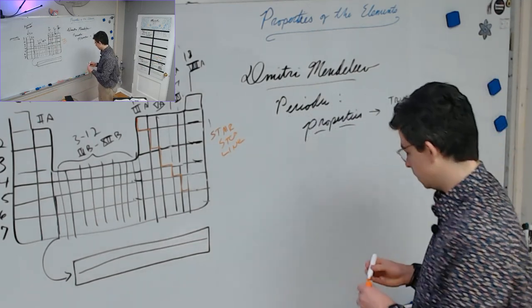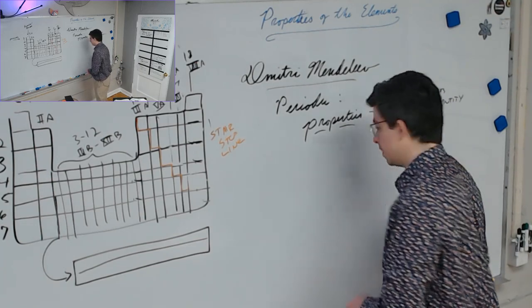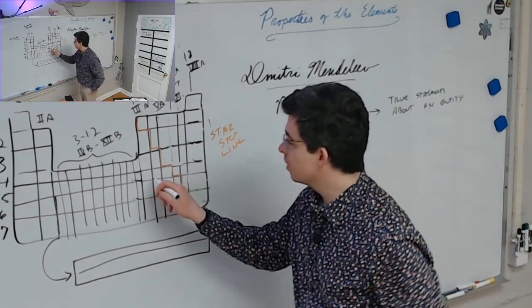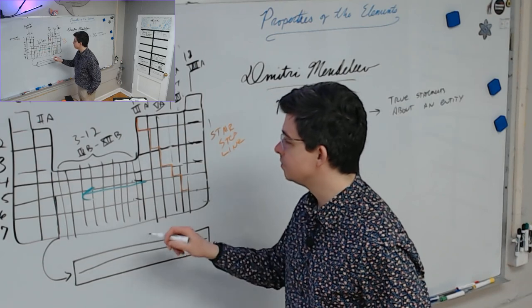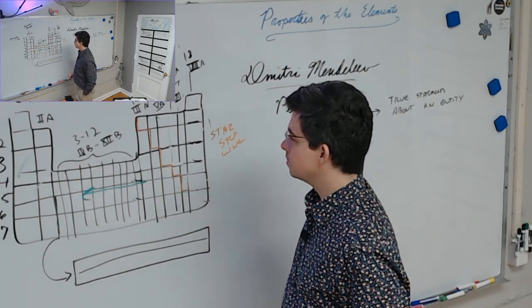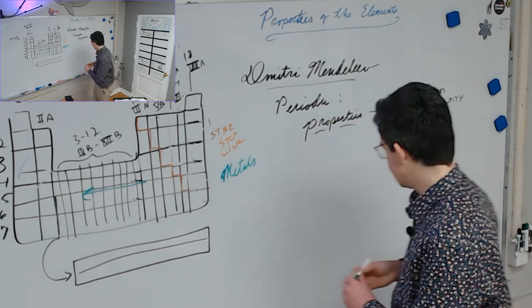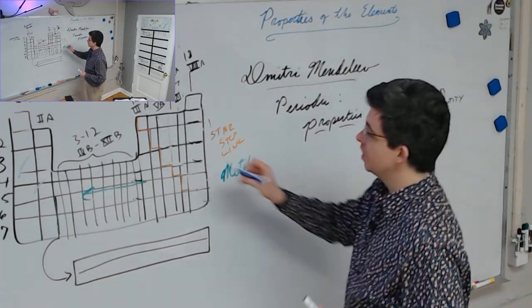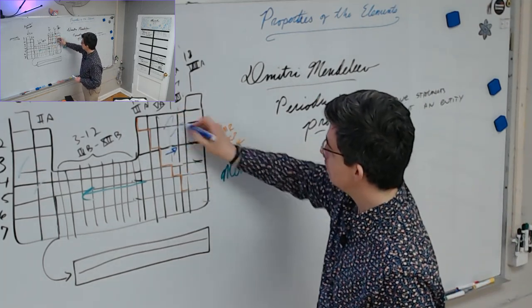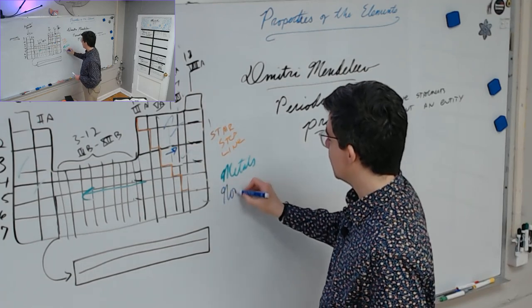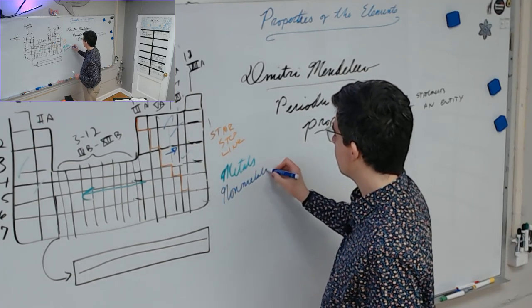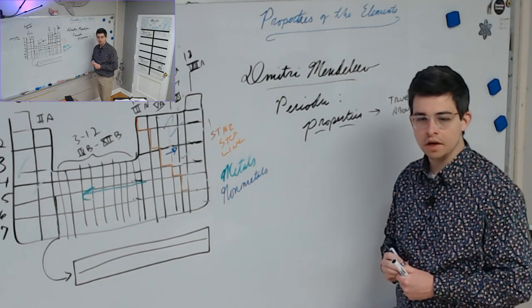We're going to talk generally about the properties of metals and the properties of nonmetals before we move on. So everything over here to the left of the stair step line, all of this, are metals. All those elements are metals. And then everything to the right of the stair step line, all of this, are nonmetals. Okay, so far so good.